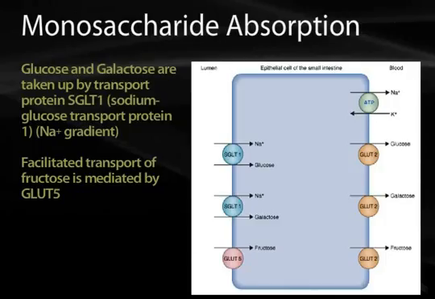Glucose and galactose are taken up by the transport protein SGLT1 or sodium glucose transport protein 1. They are taken in along with a glucose gradient, and transport is facilitated from the lumen into the epithelial cell. They are then absorbed into the blood via the GLUT2 receptor. Transport of fructose from the lumen into the epithelial cells is mediated by the GLUT5 transport protein.